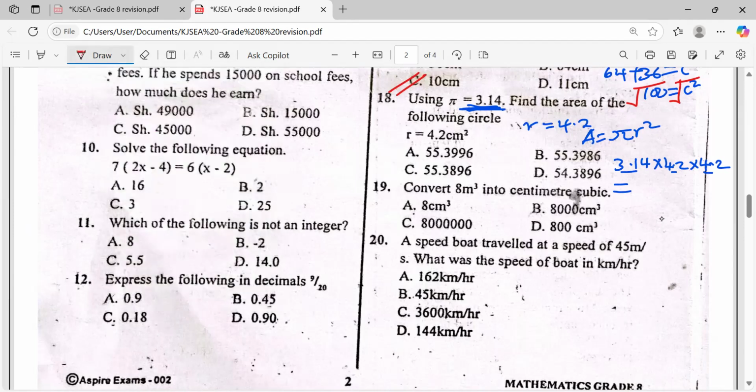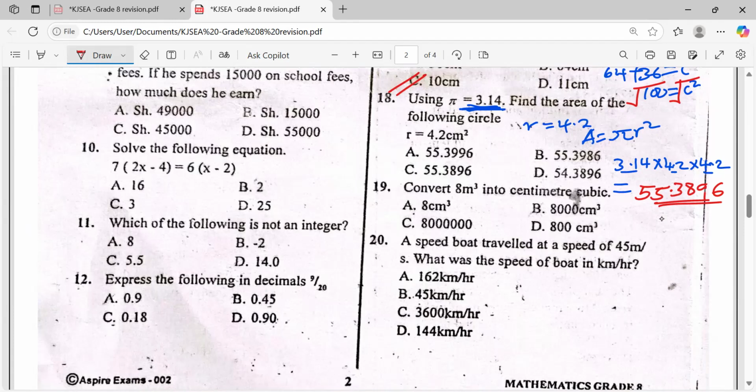From our calculators, 3.14 multiplied by 4.2 multiplied by 4.2. We are going to get 55.3896. Very good. Let's confirm if we have 55.3896. Do we have it?